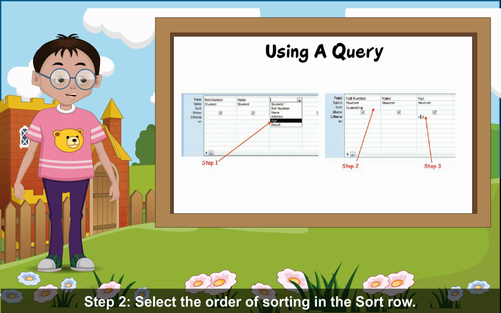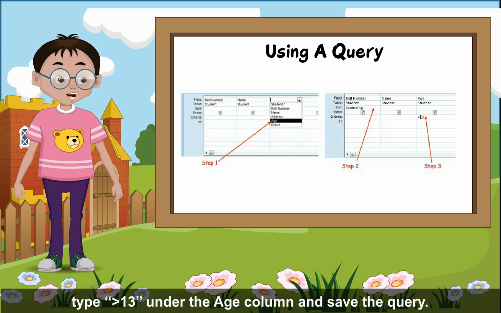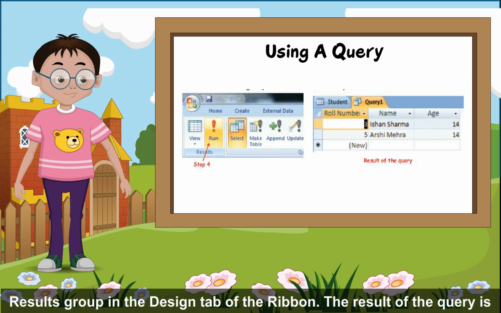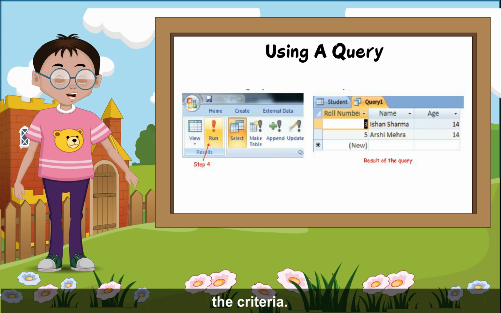Step 2. Select the order of sorting in the sort row. Step 3. Specify the criteria in the criteria row. For example, in this case, type >13 under the age column and save the query. Step 4. Now, to see the results of the query, click the Run option in the Results group in the Design tab of the ribbon. The result of the query is displayed in the datasheet view, showing only those records that meet the criteria.